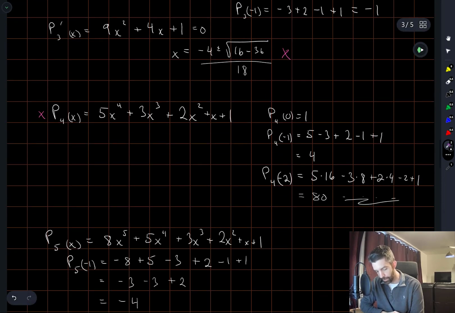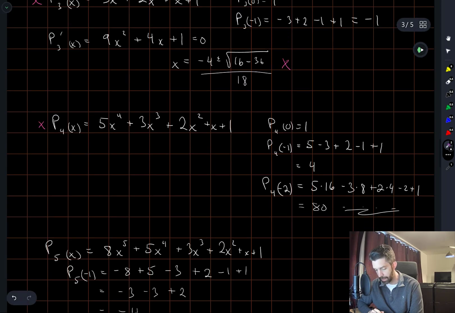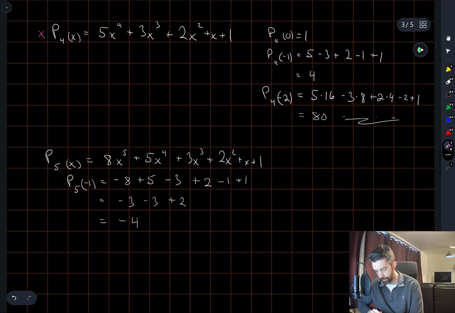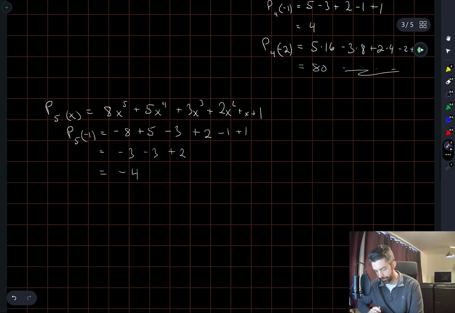I went on to P4, and I didn't prove this or anything, but I substituted in the first couple candidates for a solution, and as soon as you get to -2, this thing gets extremely large, and I don't possibly see how it could come back around down to 0. And I suspect the same thing would happen with P5. I've plugged in -1.